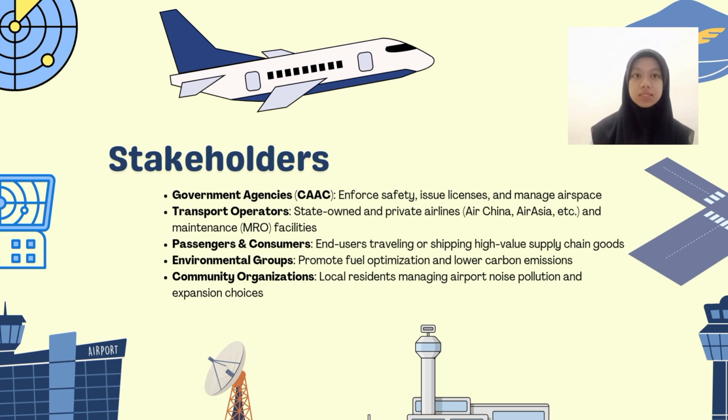To understand how the industry functions, we must look at the key stakeholders involved. First, we have the government agencies like the CAAC, which create policies and enforce safety rules. Second are the transport operators, including major airlines like China Eastern, China Southern, Air China, and Hainan Airlines, as well as maintenance facilities. Third are the passengers and consumers, who rely on flights for travel and shipping high value goods. Fourth are the environmental groups, pushing for sustainable practices like fuel optimization. And finally, community organizations, representing residents near airports who care about noise control and airport expansions.